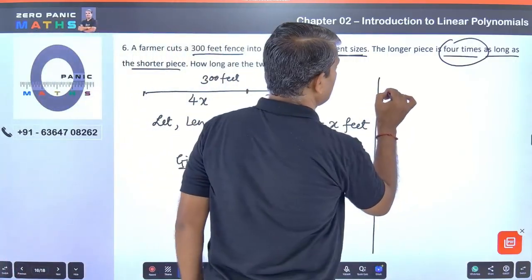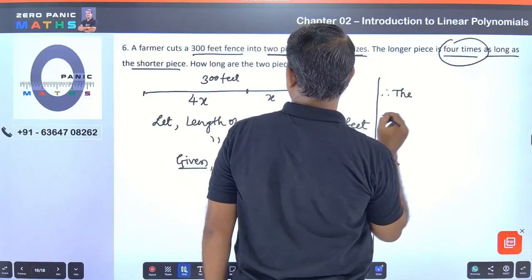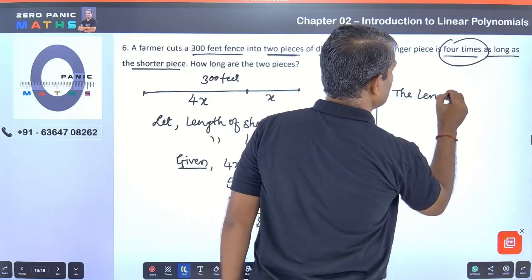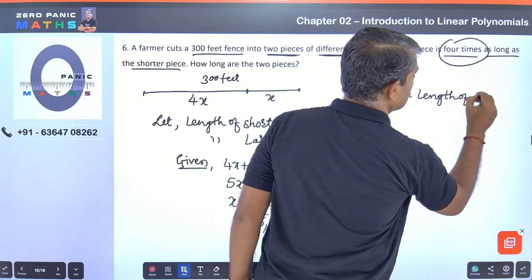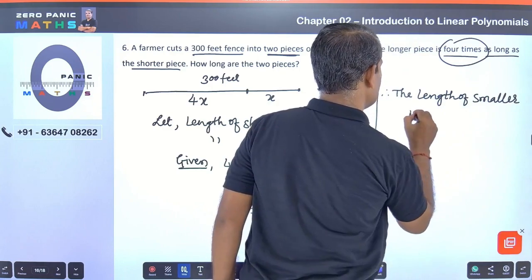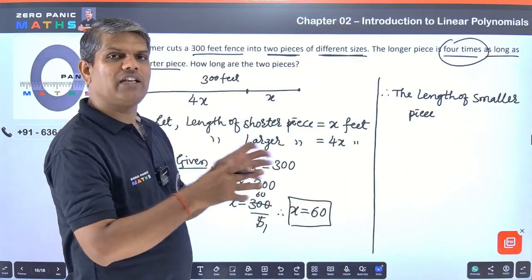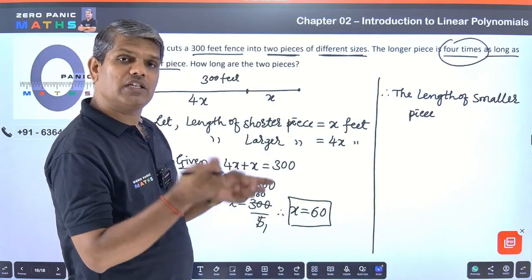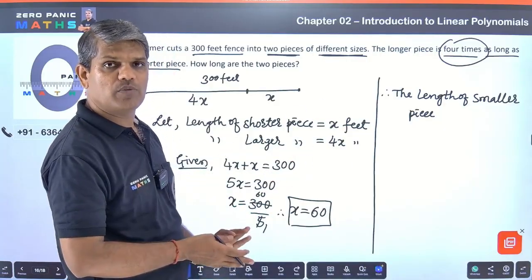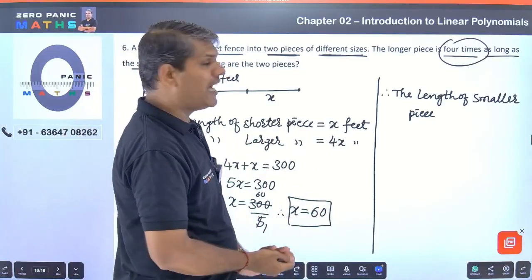Okay, so therefore the final answer is the length of the shorter piece, the length of the smaller piece. While writing the answer, it might take a little bit of time for me, but you have to write all these descriptive answers while solving the problems. That's why I'm taking a little bit of time to write all these answers also.